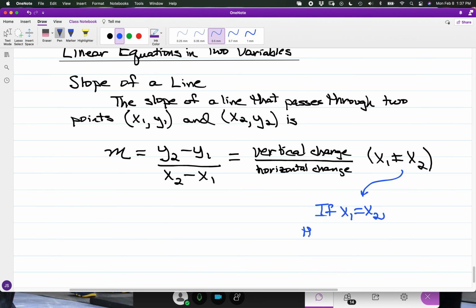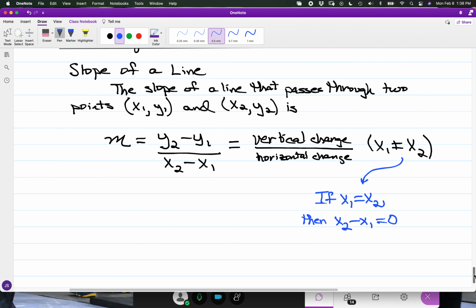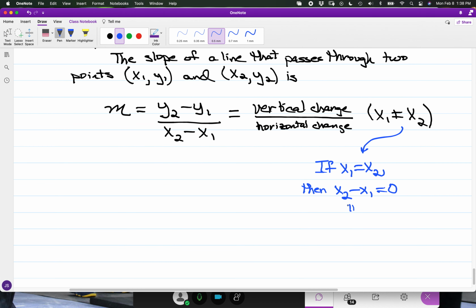here's the domino effect that's going to be created. If x01 and x02 are the same, then x02 minus x01 is equal to 0. Then you have the slope m would be undefined because you have a 0 denominator.